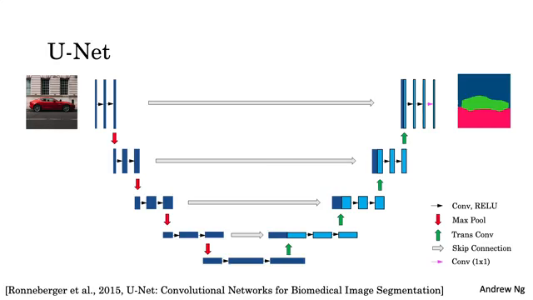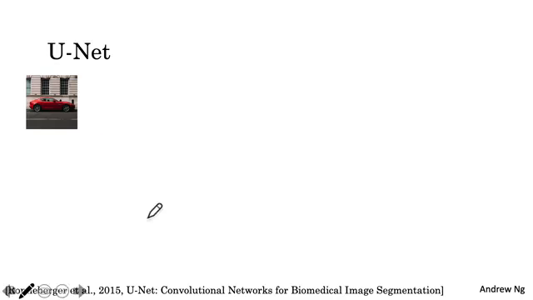These ideas were due to Olaf Ronneberger, Philipp Fischer, and Thomas Brox. Fun fact, when they wrote their original UNet paper, they were thinking of the application of biomedical image segmentation, really segmenting medical images. But these ideas turned out to be useful for many other computer vision semantic segmentation applications as well. So the input to the UNet is an image.